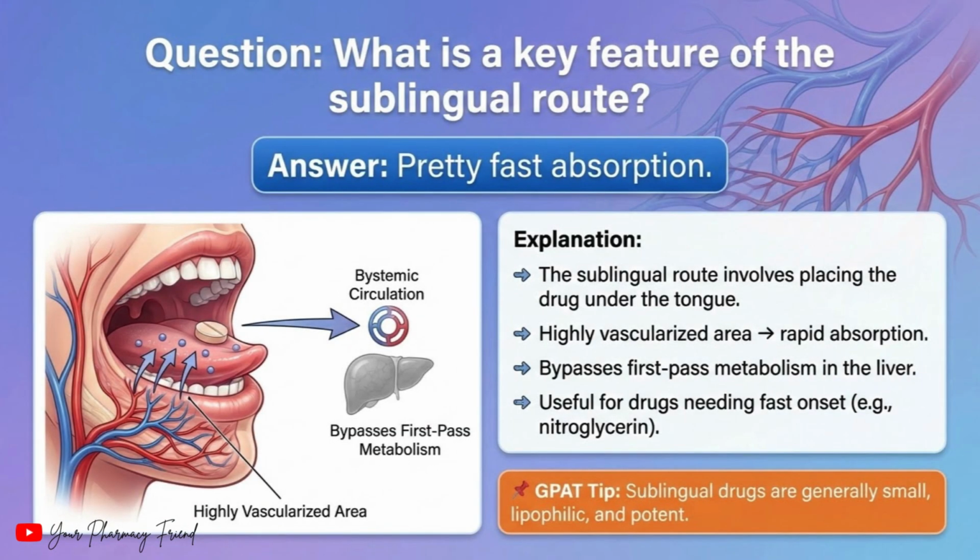What is a key feature of the sublingual route? The sublingual route provides fast absorption. Placing the drug under the tongue allows it to enter the highly vascularized mucosa, bypassing the hepatic first-pass metabolism. Sublingual administration is useful for drugs requiring rapid onset, such as nitroglycerin, and is generally suitable for small, lipophilic, and potent medications.